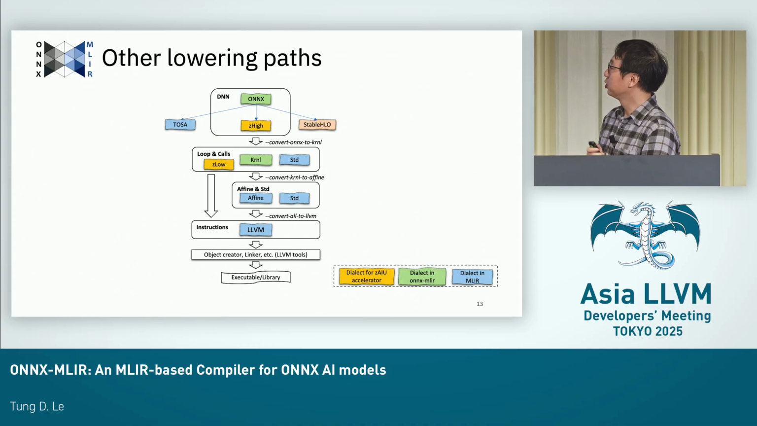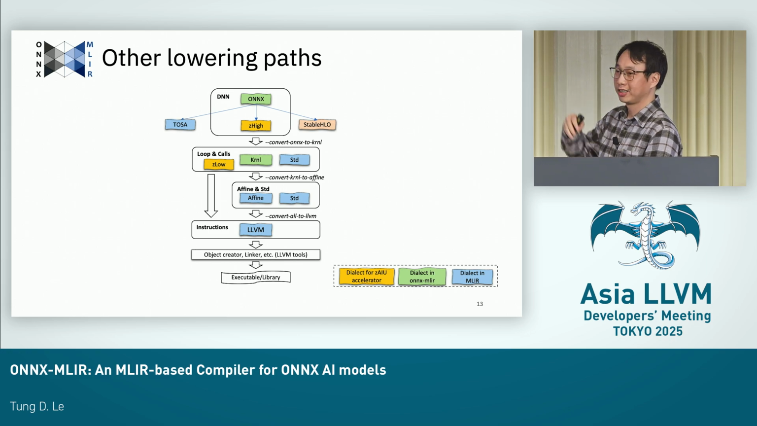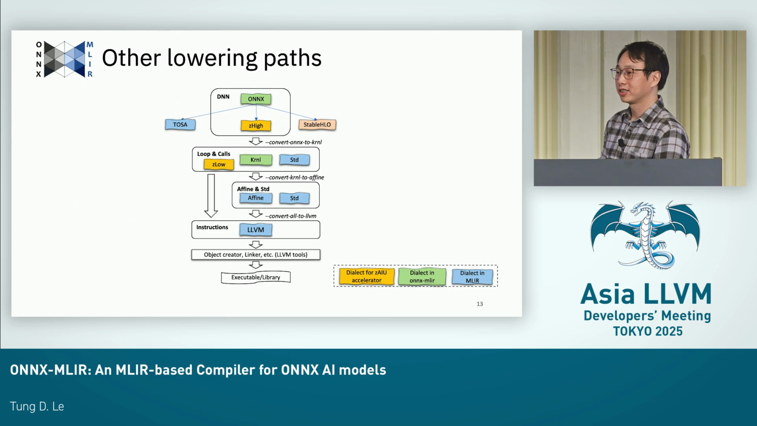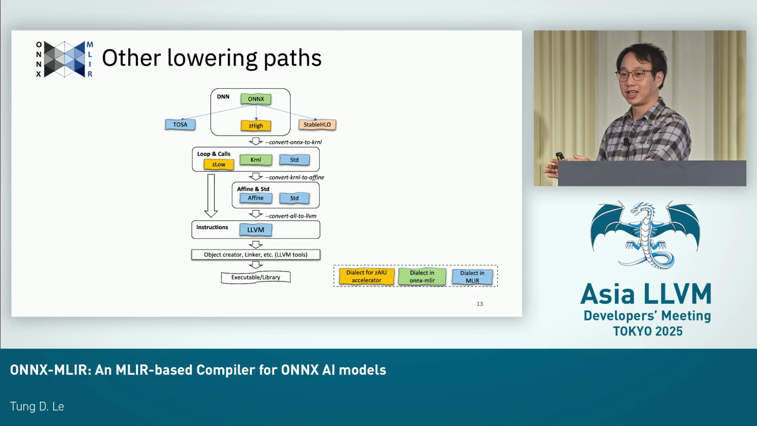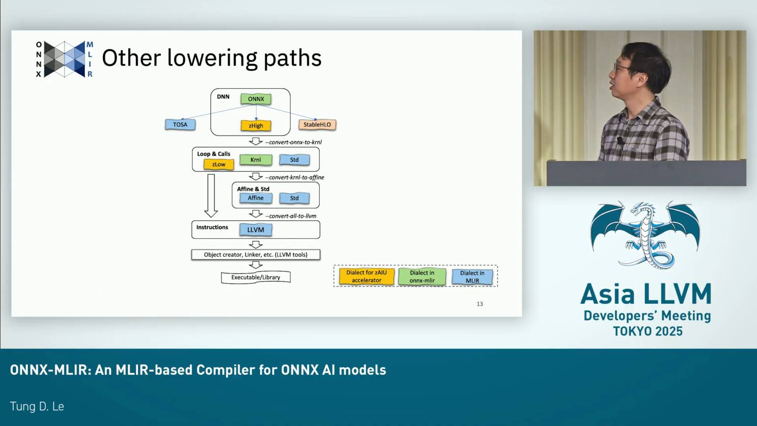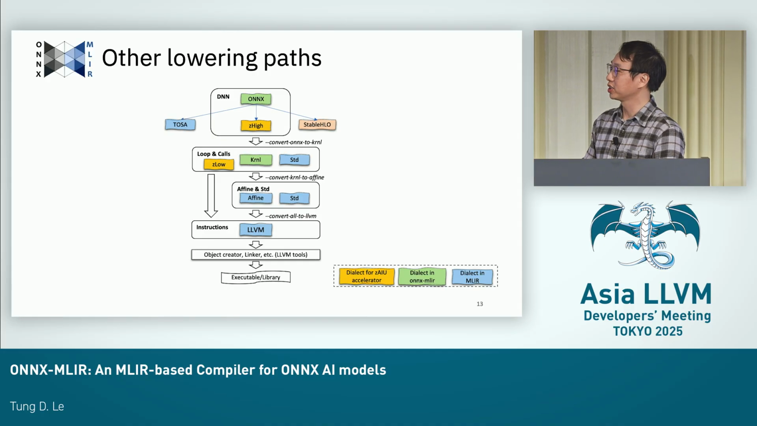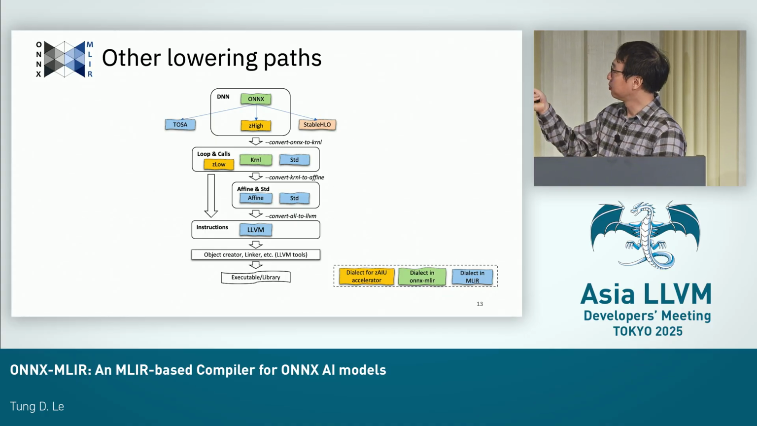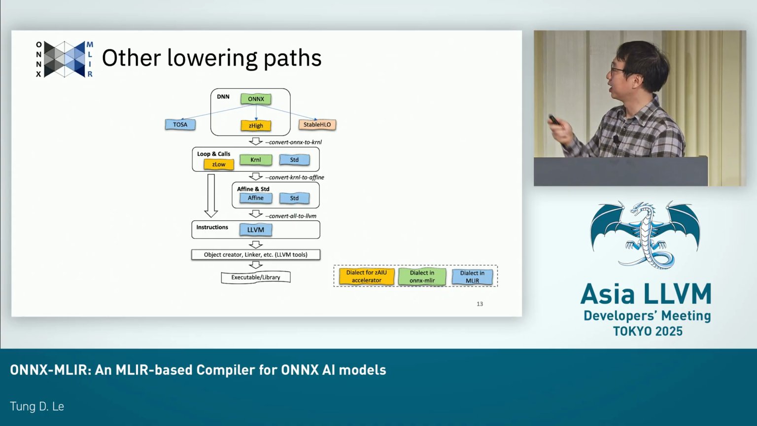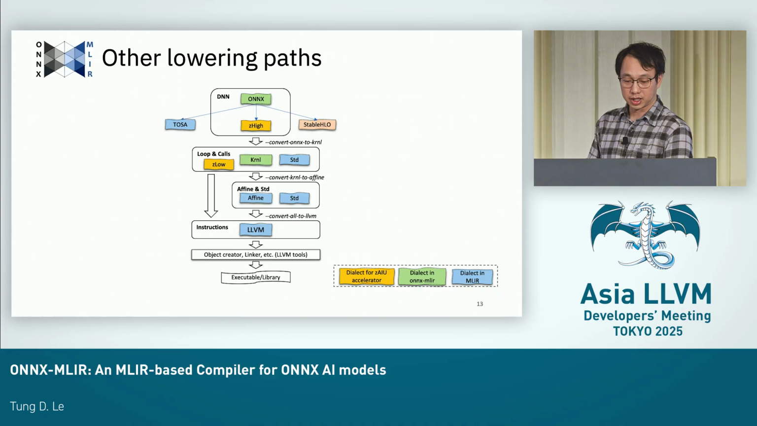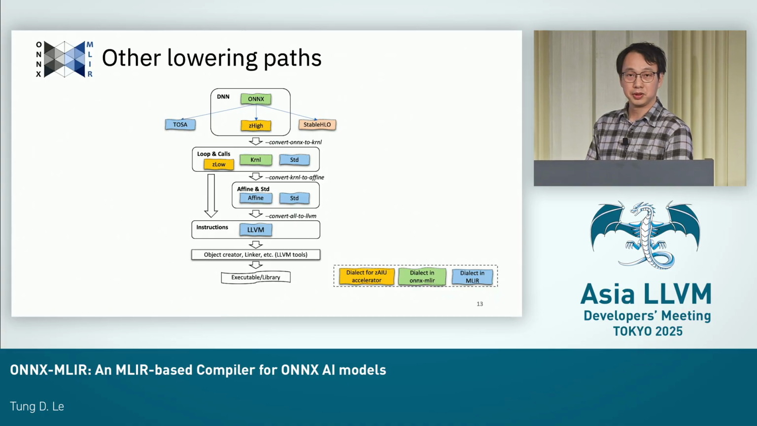Actually, we don't have much information about the whole pipeline of the other parts because there are many things that are not upstream yet. But currently, what we have in the open source GitHub is lowering from ONNX to TOSA and from ONNX to StableHLO. So if you want, you can play with this.